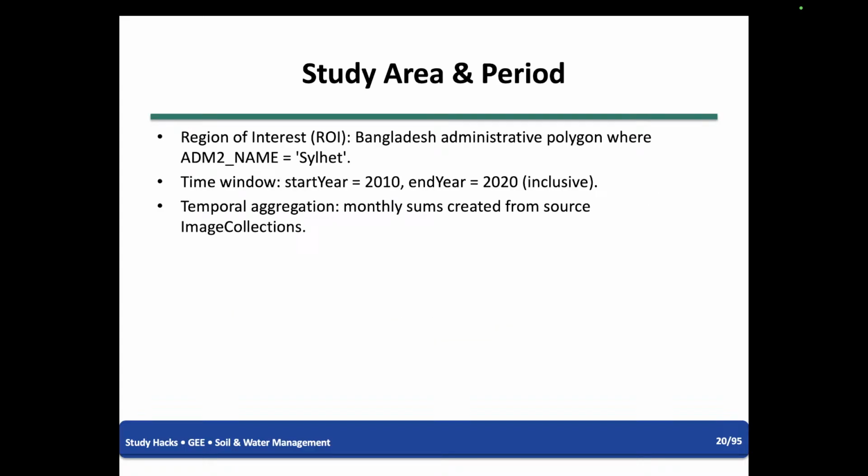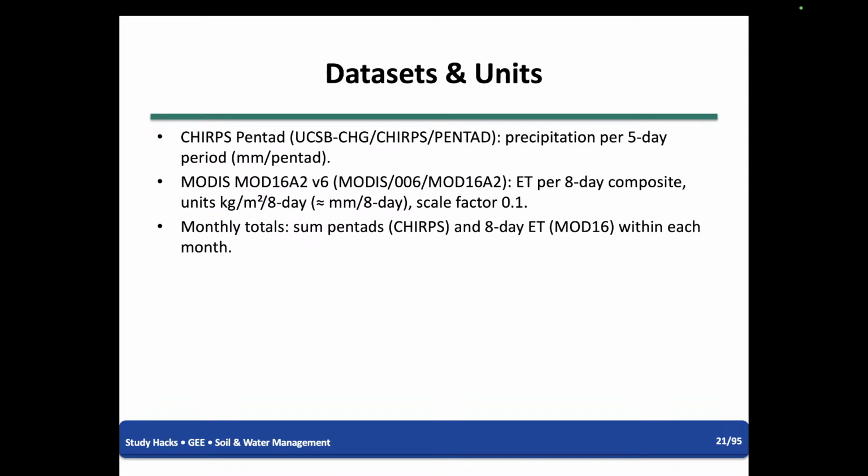So first of all, simply select our study area. Then put the time period, and we apply temporal aggregation, a monthly sum created from the source image collection. You can use any satellite image to take the precipitation data. This time we just use this data, the CHIRPS data, and we get precipitation per 5 days from here.